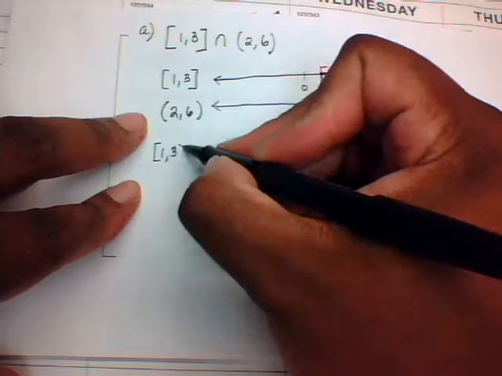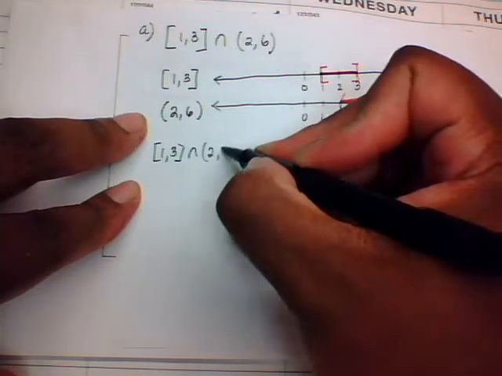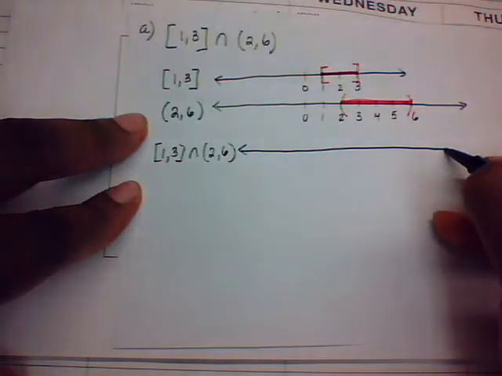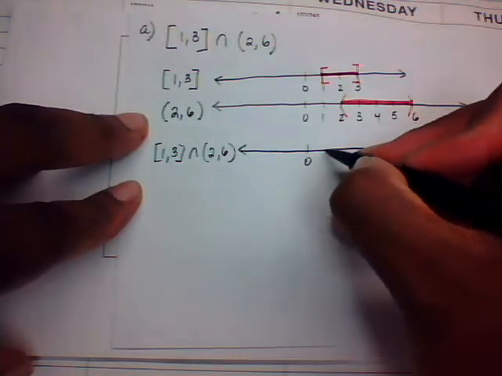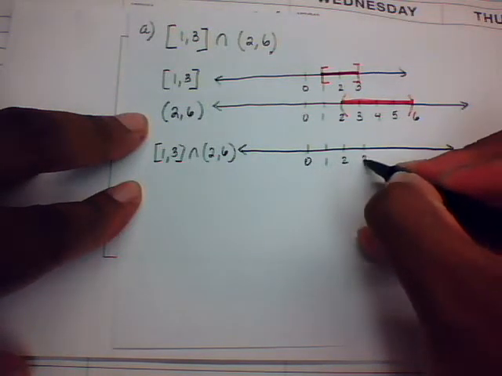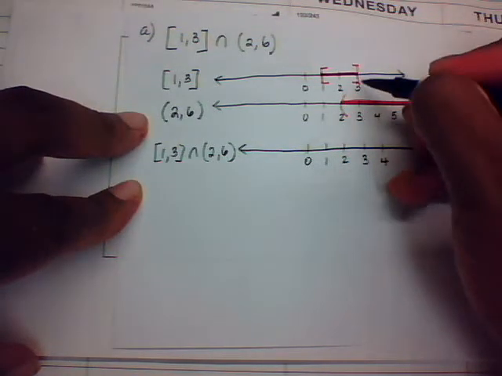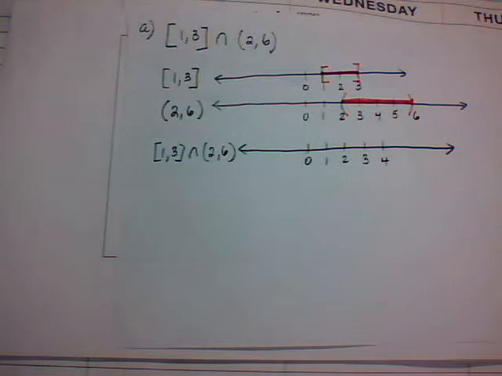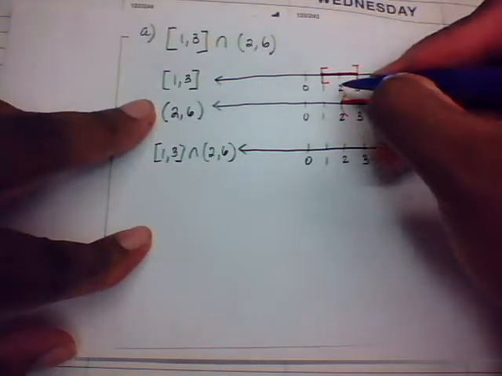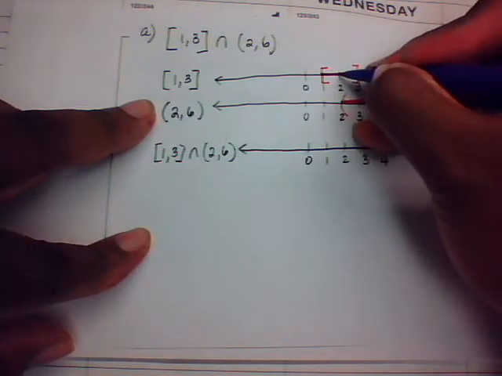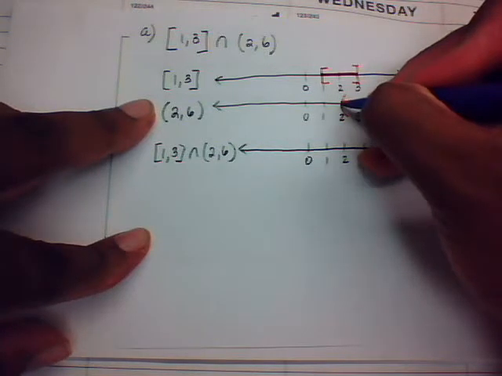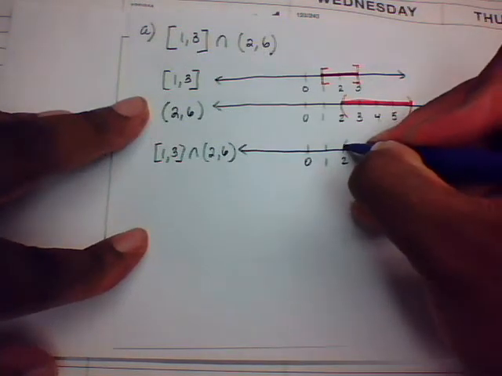So this is [1, 3] intersection (2, 6). Now notice, if you look at this, you're going to see an overlap between 2 and 3. Now we need to find out whether we're going to use brackets or parentheses. If it's included in both of them, we're going to use brackets. If it's included in only one of them, then we're going to use parentheses. In this case, the 2 is only included in this one, but not in the second interval. So we have to use parentheses.